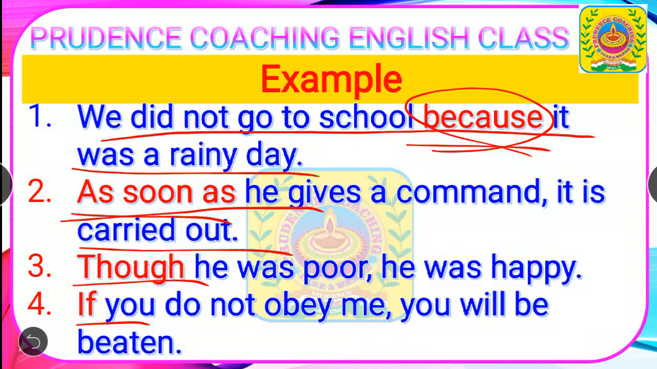If you do not obey me, you will be beaten. So there is a condition, the conditional sentences. For these conditional sentences, we use "if". For showing an opposite condition, we use "though". And "as soon as" is used for giving us certainty that something is going to happen, or that probably happened at a certain time. As soon as he gives a command, that means there is certainty.